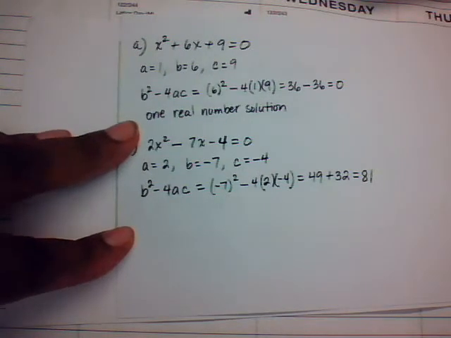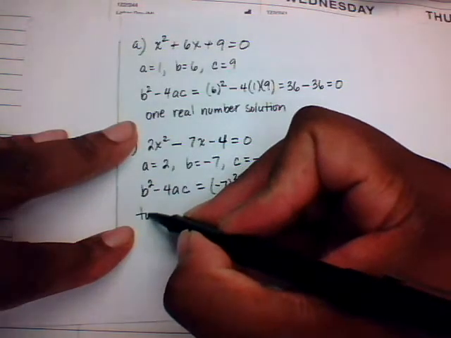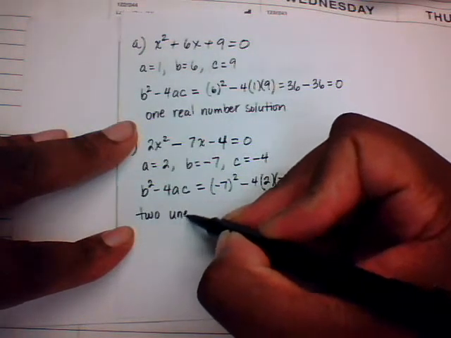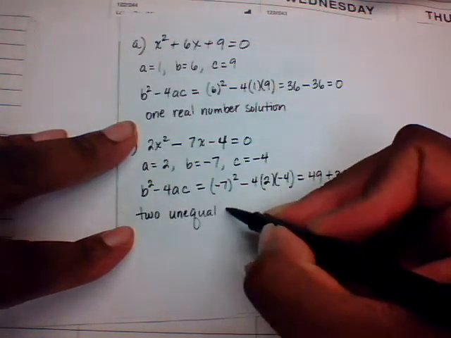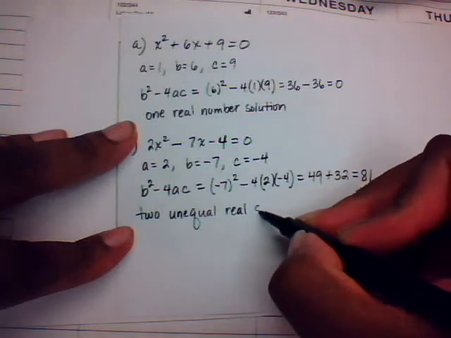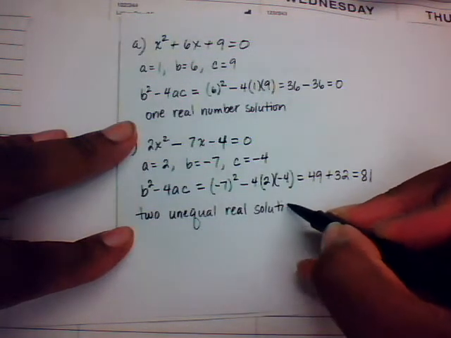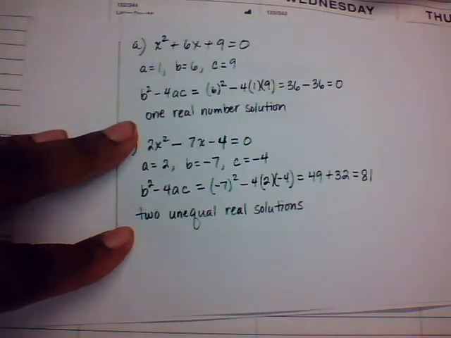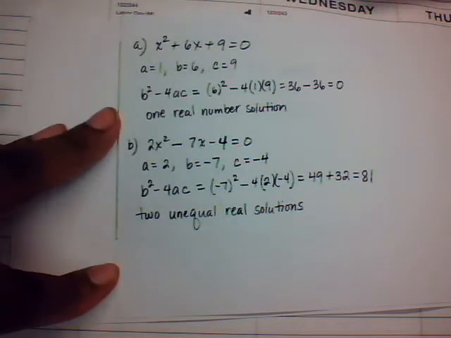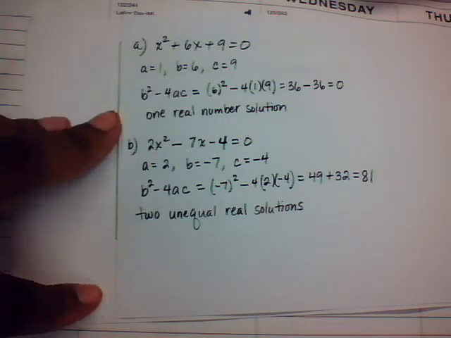So the discriminant is 81, and that discriminant is positive. That means it's bigger than 0. So the type of solutions you're going to have are two unequal real solutions. Two unequal real solutions.